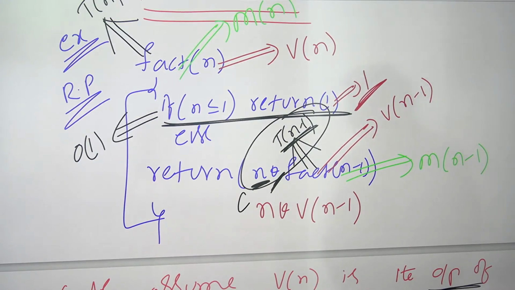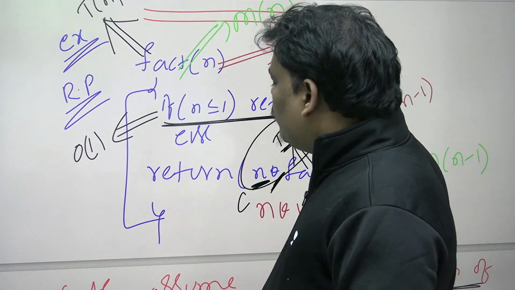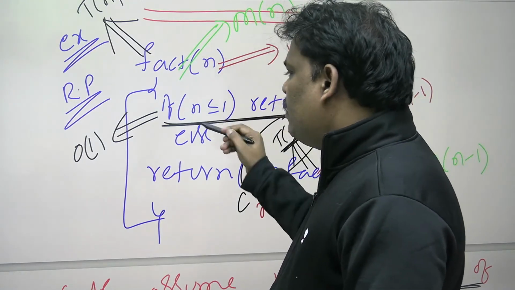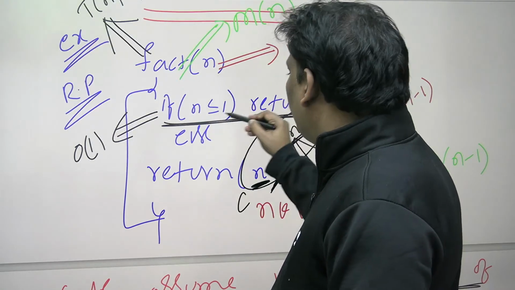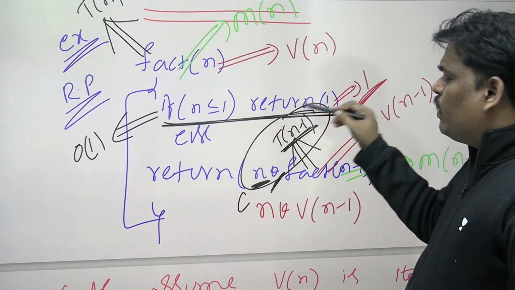Can you go inside? Can you check? Let's see this one. Fact of n multiplications is m of n. Fact of n minus 1 is m of n minus 1. It's okay. But can you go inside? If n is less than or equal to 1, return 1. You only say, if n less than or equal to 1, return 1.